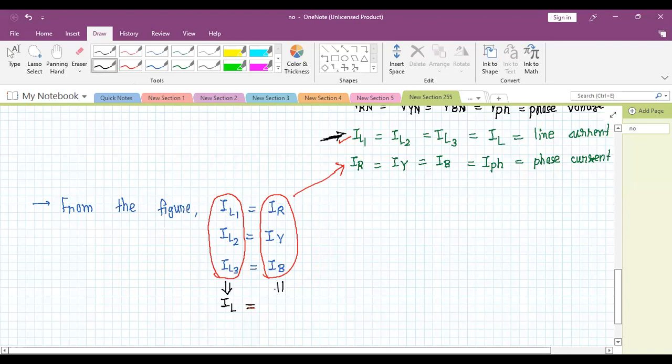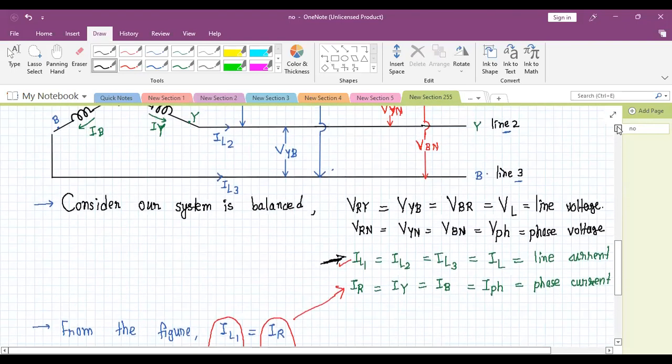Okay, so here I can write it is IPH. Yes, so we have established the relationship. We have established that from this figure, IL is equal to IPH. So this one thing we have proved, that in a star connection, IL is equal to IPH. But now, what about the voltages?